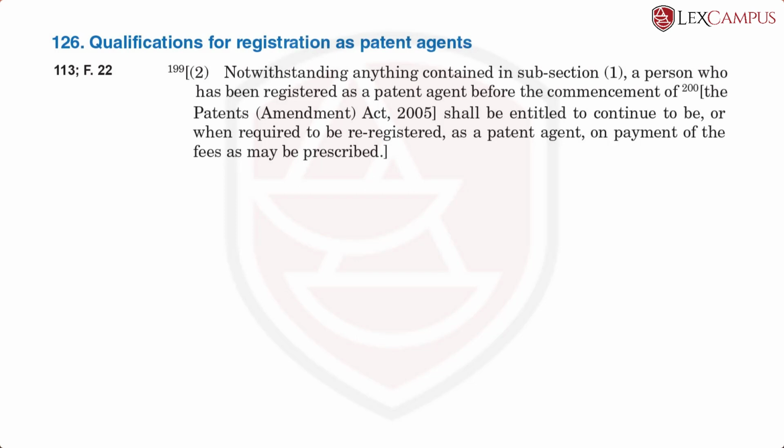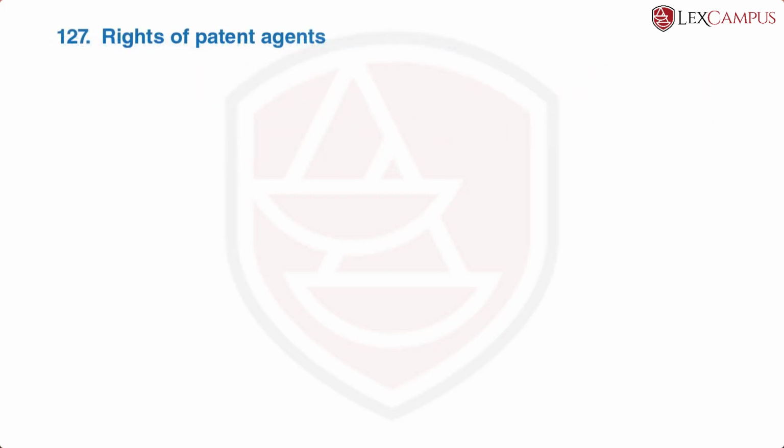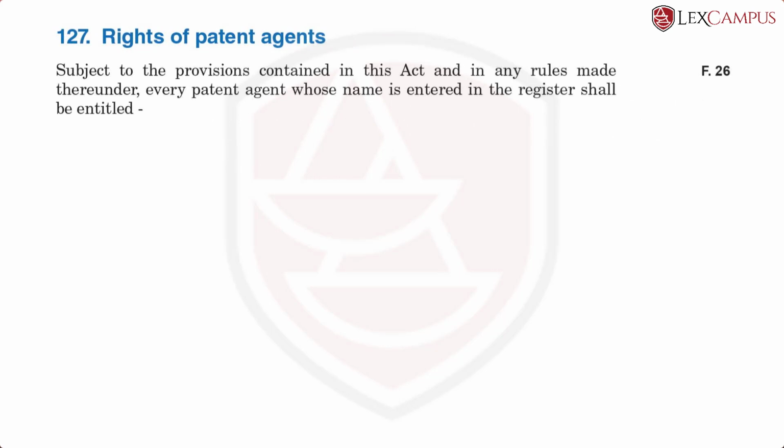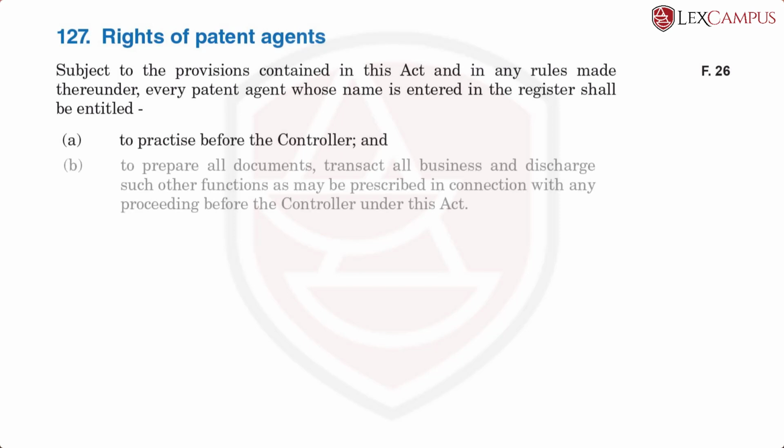Now, before the amendment, a person could take the examination even without having a degree in science and technology. So, now that requirement has been removed. Now, what are the rights of a patent agent? Section 127 tells us that the person has a right to practice before the controller, to prepare all documents, transact all business and discharge such functions as may be prescribed in any proceeding before the controller. So, they can practice before the controller and they can prepare documents and transact the business of getting a patent.